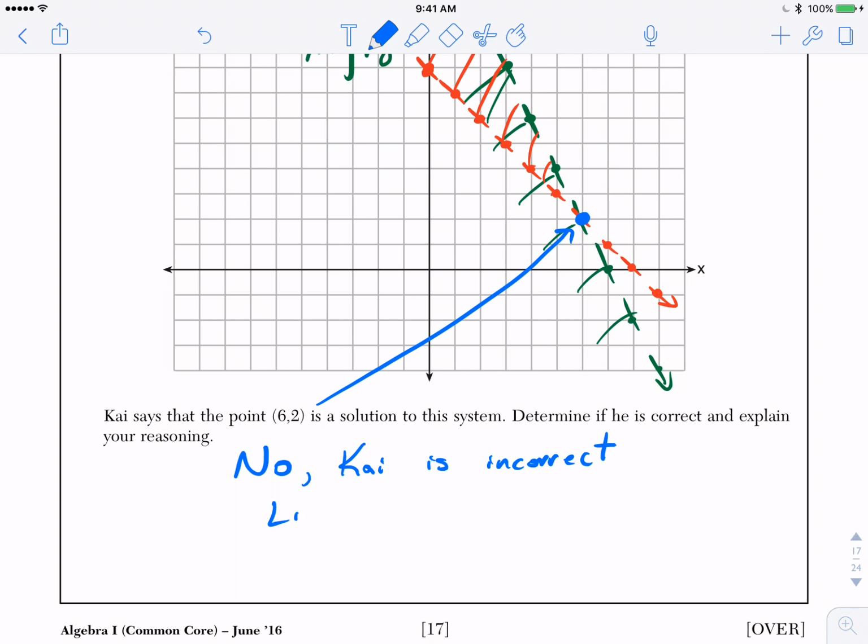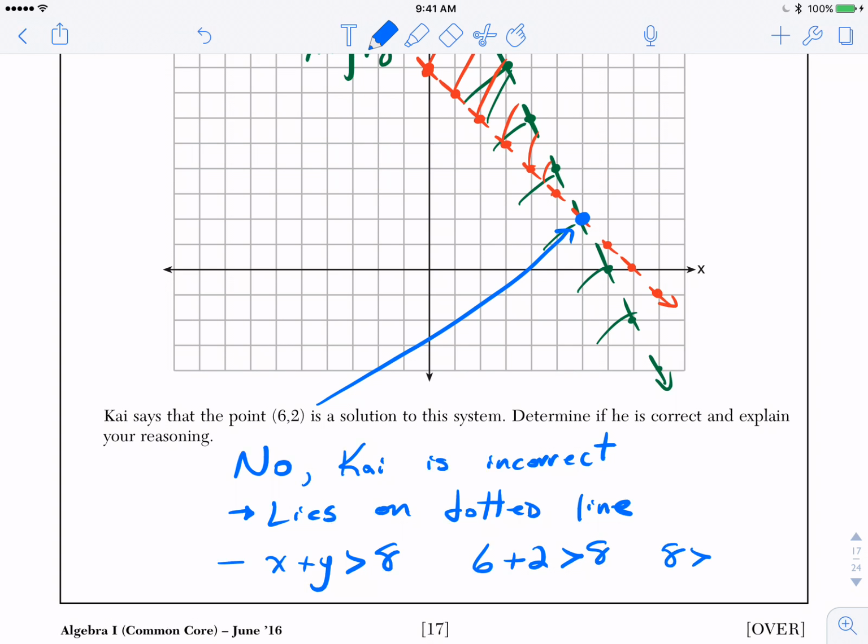It lies on a dotted line. So it's not in the solution region. Actually, both lines are dotted. But even if only one of them was, it would still be the case that it's not in the solution set. Also, if we want to go with an algebraic approach, let's take the easier inequality here. If we plug in his coordinate of (6, 2), we get 8 is greater than 8, and that is obviously false. So either of those explanations would suffice for reasoning.